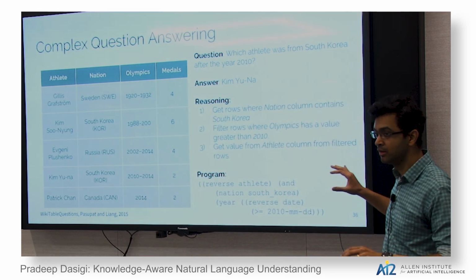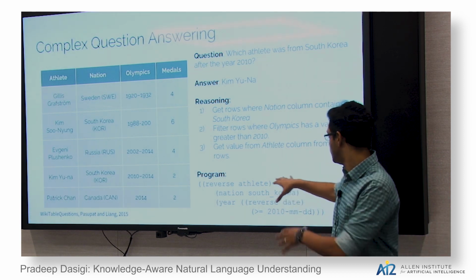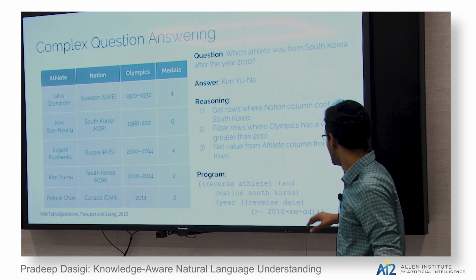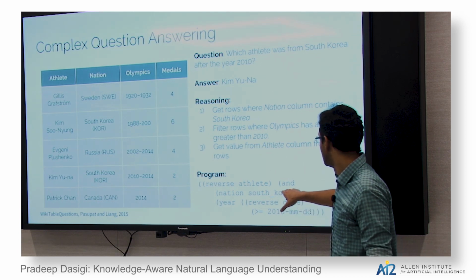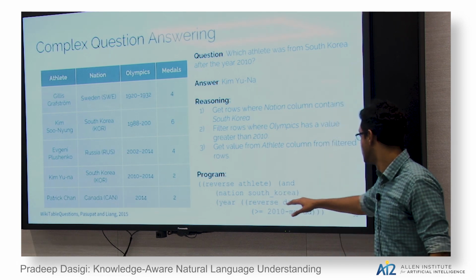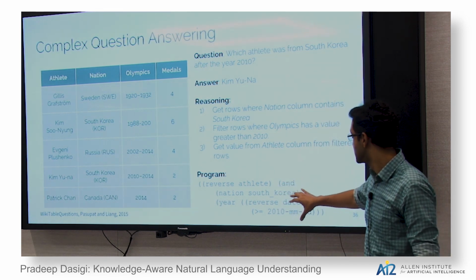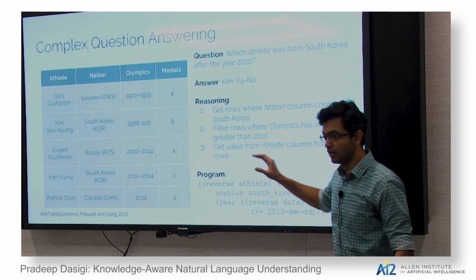This reasoning can be succinctly described in this program, using some sort of a formal representation. What this is doing is that it is first identifying these two constraints, that the nation needs to be South Korea and the year needs to be greater than 2010. And you take an intersection of the rows given by each of these constraints, and then you get the athlete column out of it.